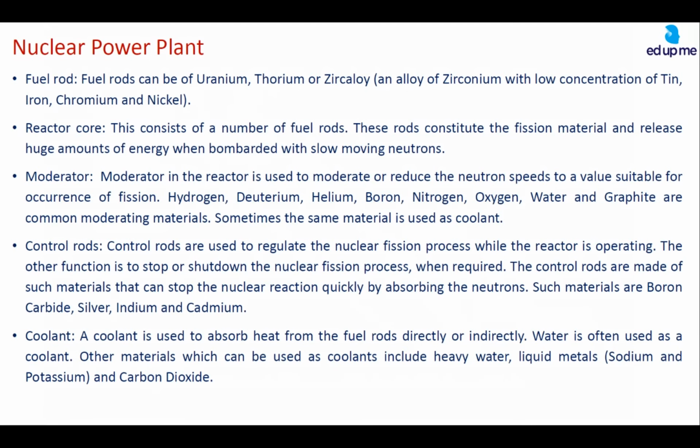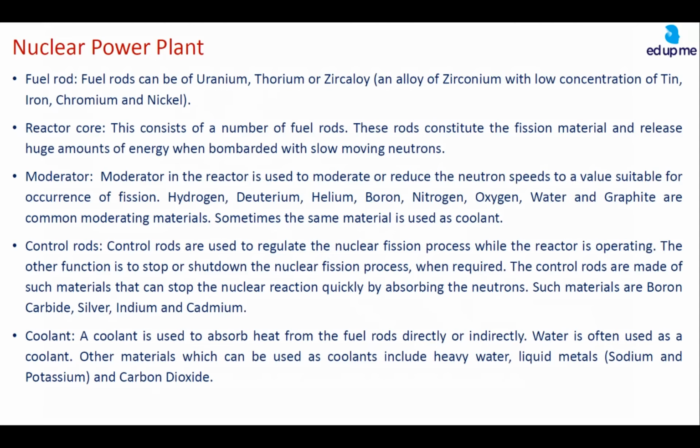In the nuclear power plant, what we do is the same as the thermal power plant, but heat is not produced by burning coal. Heat is produced by nuclear fission. There are many fissile materials: uranium, thorium, zircaloy. So with these fissile materials, fission is done.